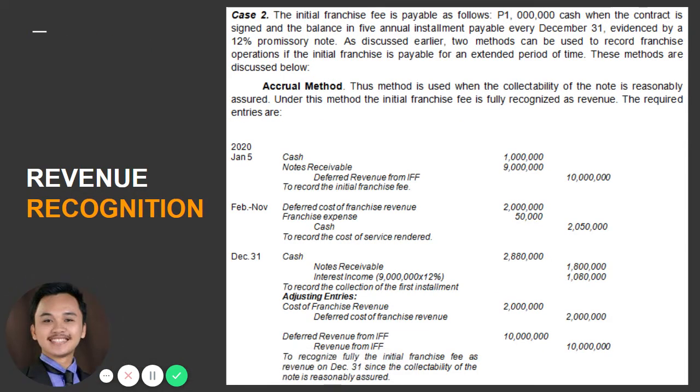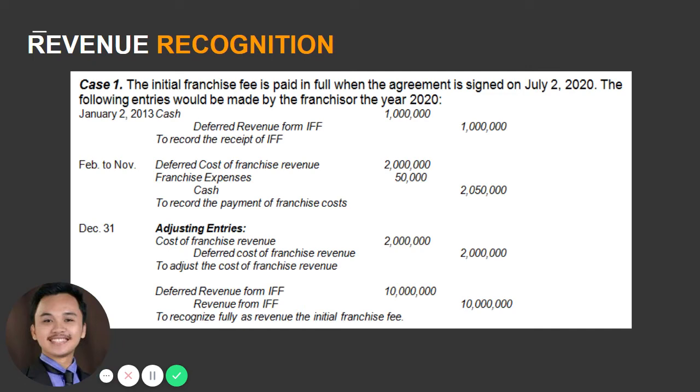So in that case, guys, balikan lang nato si case 1. Net income here for case 1 from the point of view of the franchisor will be 10 million minus cost of franchise na 2 million minus franchise expenses na 50,000. So that would be 8 million minus 50,000. That means your total net income will be 7,950,000. Okay? Your net income in case 1 will be 7,950,000 from 10 million initial franchise fees minus cost of franchise fees na 2 million minus expenses of 50,000.